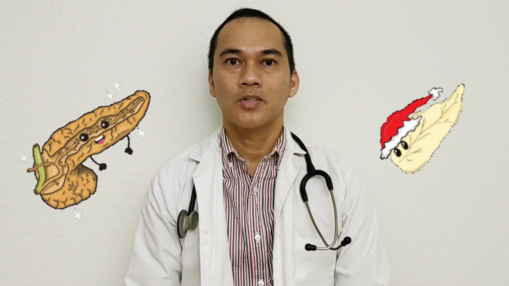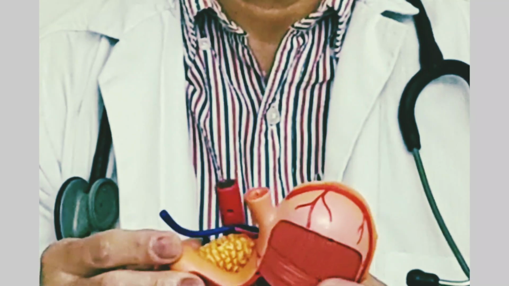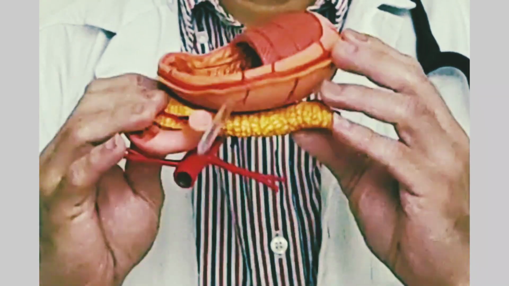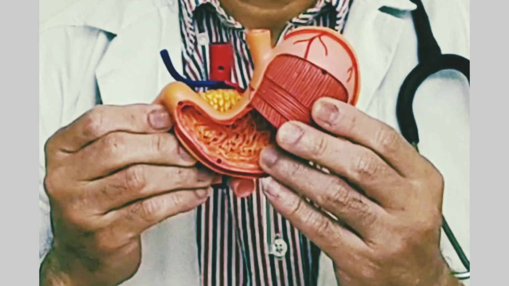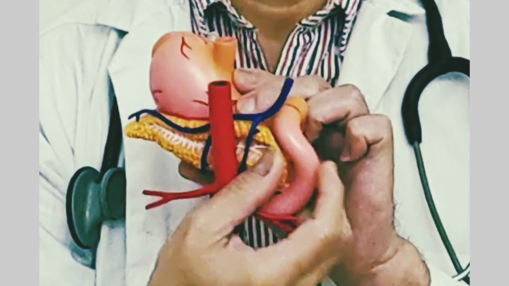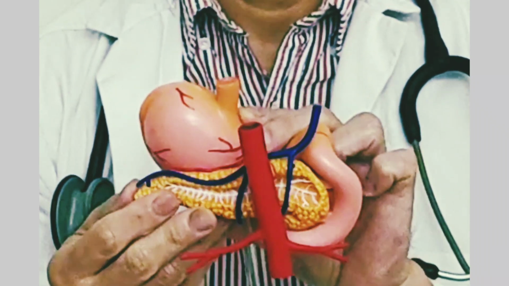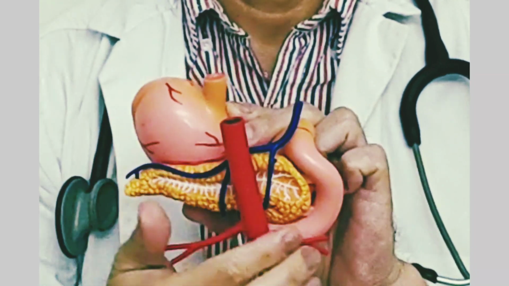But before we proceed, let us first refresh our knowledge on the location and the anatomy of the pancreas. I have a model here. This is the stomach, and the pancreas sits at the back of the stomach. It is a long, soft organ that extends from the spleen, which is somewhere here, into the duodenum.